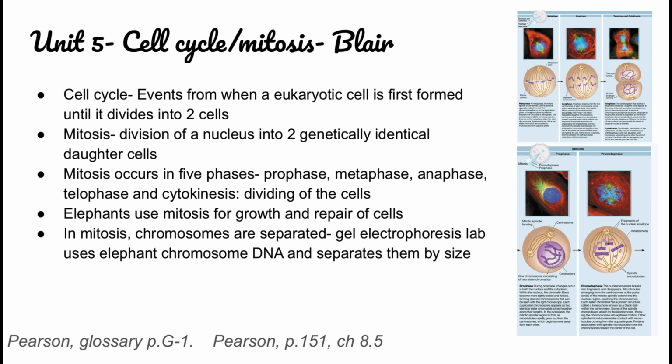Unit 5 is about cell cycle and mitosis. Cell cycle is the events from when a eukaryotic cell is first formed until it divides into two cells. Mitosis is the division of a nucleus into two genetically identical daughter cells. Mitosis occurs in 5 phases: prophase, metaphase, anaphase, telophase, and cytokinesis, the dividing of the cells. Elephants use mitosis for growth and repair of cells. In mitosis, chromosomes are separated. The gel electrophoresis lab uses elephant chromosome and DNA and separates them by size.